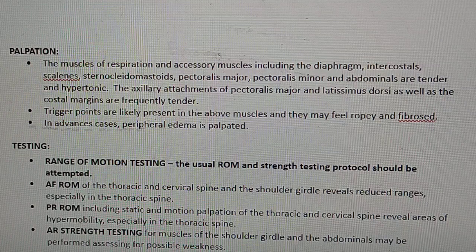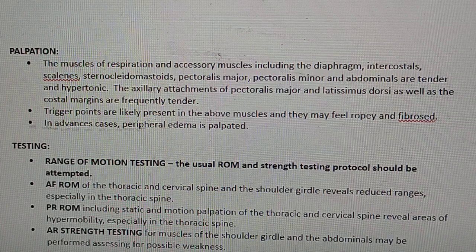Okay, so hypertonic means it's tight. And the axillary attachments of pectoralis major and latissimus dorsi, as well as the costal margins, are frequently tender. So pectoralis major is on the breast area, and the latissimus dorsi is located on the lower part of the rib cage on the posterior back.